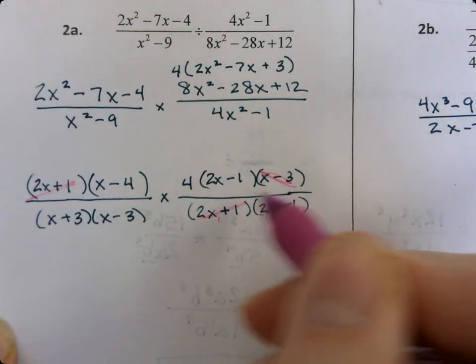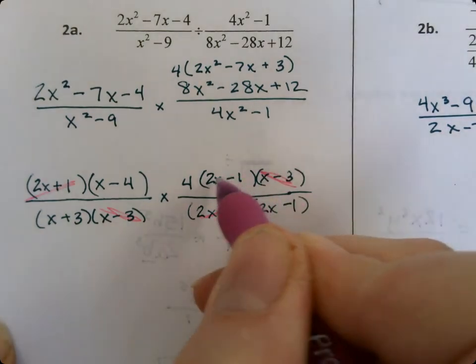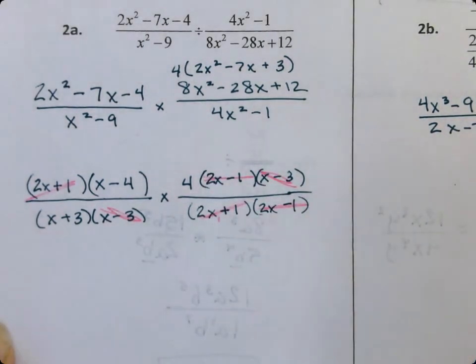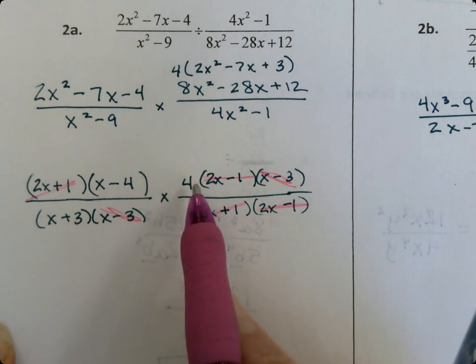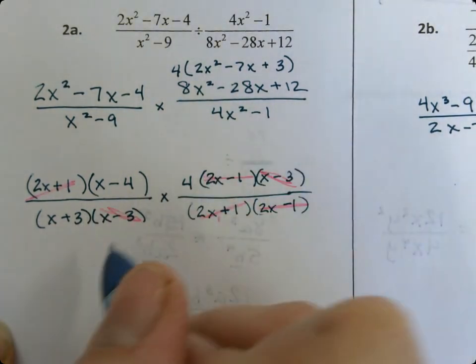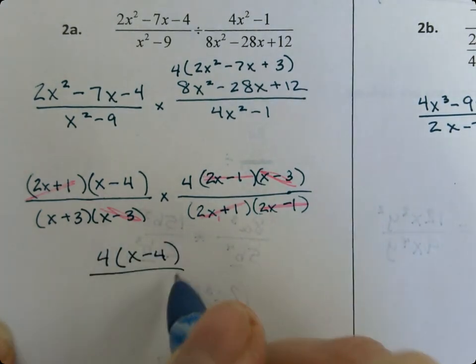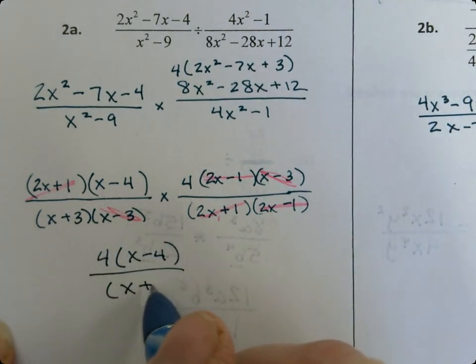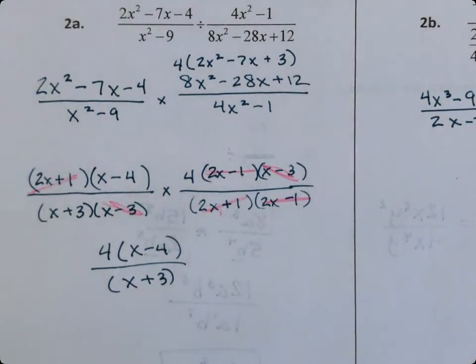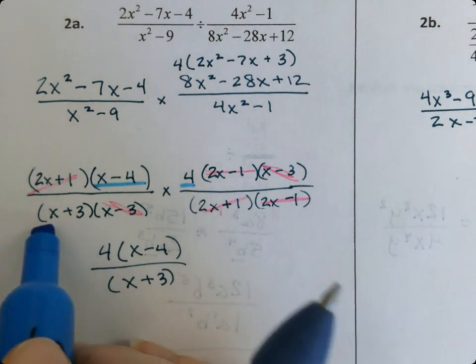This x minus 3 and this x minus 3. Anything else? I feel like there's one more thing. The 2x minus 1 and the 2x minus 1. Now, I have a 4 out front, but there's no other numbers out front. So what's left is, I'm going to put the 4 here, and then the x minus 4. What's left in the bottom? X plus 3.